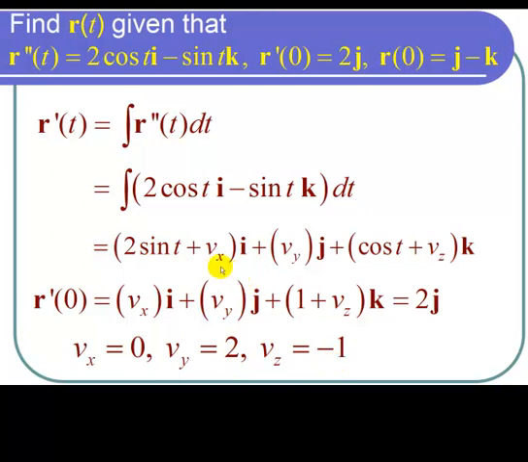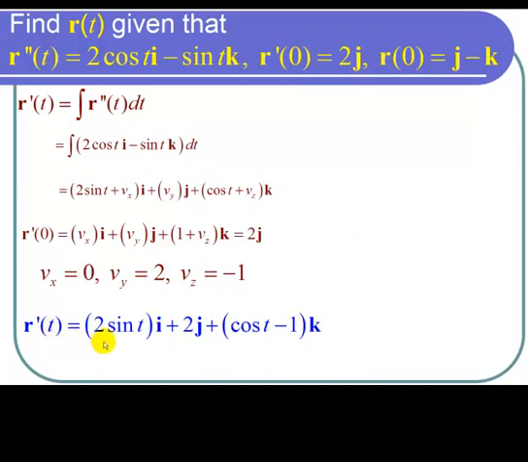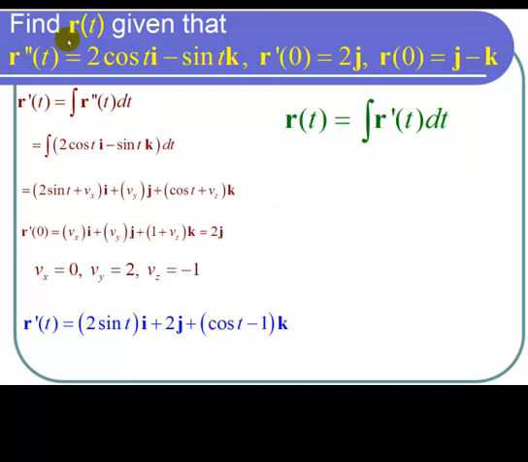I can plug those back into my r prime of t equation, and I get that r prime of t is 2 sine of t plus 0, or just 2 sine of t i, plus v sub y, or 2j, plus cosine of t plus v sub z, or cosine of t minus 1 k. So now that I have r prime of t, I want r of t, so I integrate again.